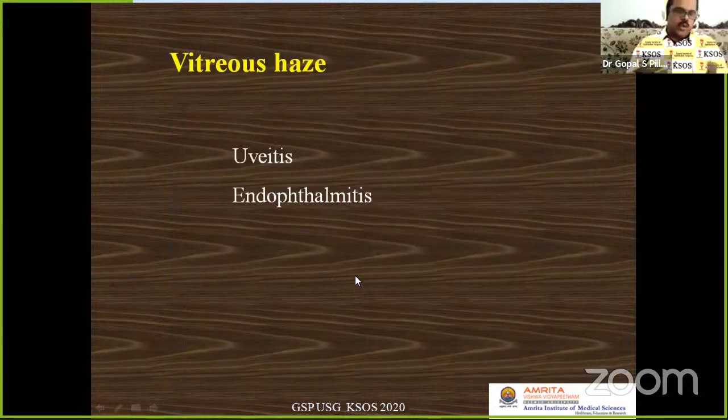Now, vitreous haze. I want to tell you that the amount of vitreous hemorrhage and the amount of echoes may not always go hand in hand. It is very important in the case of vitreous haze as well, in uveitis or endophthalmitis.